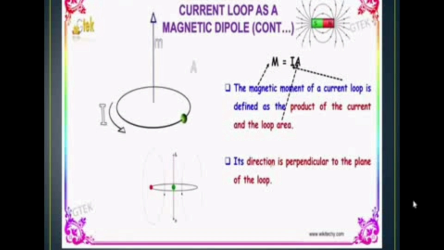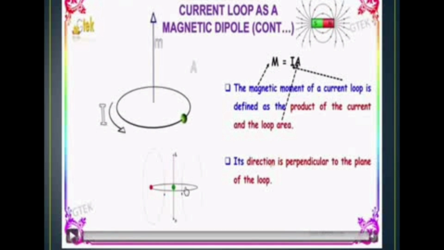So next thing is, here also we can use the right hand thumb rule. Right hand thumb rule means when the rotation of the electron indicates the magnetic direction, the magnetic moment acts along a vertical axis, that is the thumb finger. The thumb finger indicates the direction of magnetic moment. The direction is perpendicular to the plane of the loop.